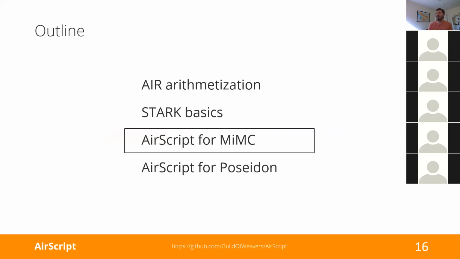All right, so I have two examples prepared. The first one is AirScript for MiMC calculation, which is very simple. I think most of you are probably familiar with what it is. And then we can go into something more complex, which is a Poseidon hash function. I think we should have enough time to cover both, but we'll spend a bit more time with MiMC just to get the concepts down.